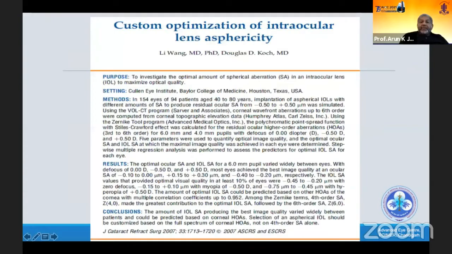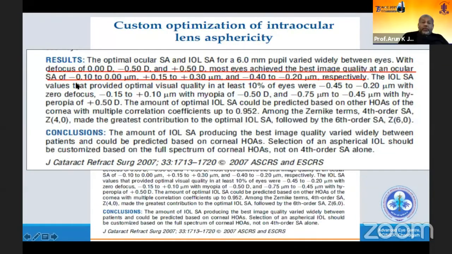The study has shown that the optimal ocular spherical aberration and IOL spherical aberration for a 6 millimeter pupil varied widely between eyes. With defocus of 0 diopter, 0.5 myopia, or 0.5 hypermetropia, most eyes achieved the best image quality at an ocular spherical aberration of either minus 0.1 to 0, plus 0.1 to plus 0.3, or minus 0.4 to minus 0.2. What this means is, if we have 0 defocus, the best spherical aberration in the lens should be to the tune of this much, or the total spherical aberration in the eye should be this much.